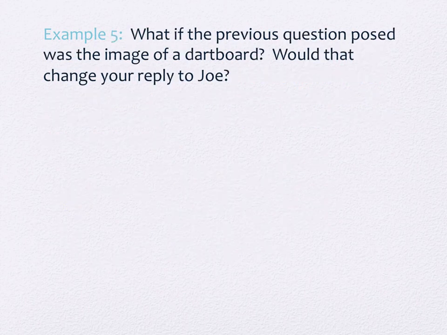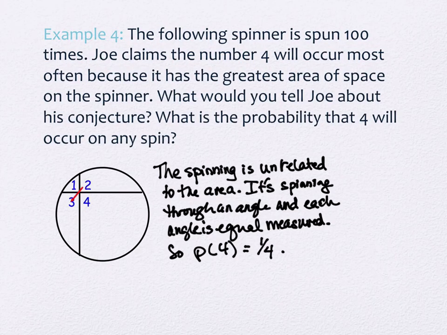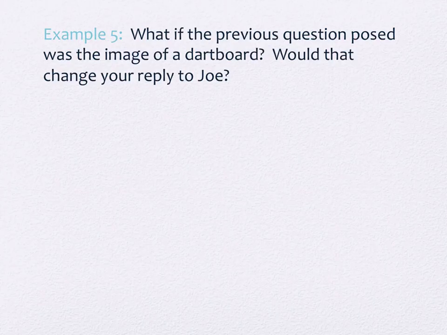Last question for today, because this is a really good place for us to stop. What if we change the dynamics? Go ahead, write it down. We're good. We're going to change the dynamics, though, of the question. Instead of spinning a spinner, we're going to throw darts. Okay? If we throw darts at the dartboard instead, it's no longer a spinner, right? We're throwing darts. Would that change your reply to Joe?